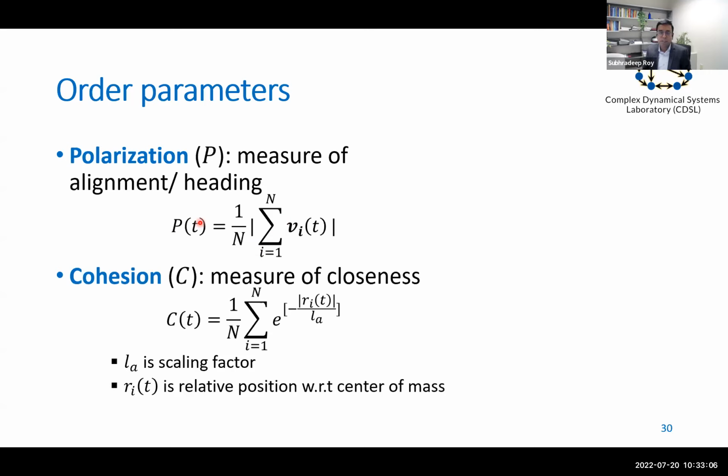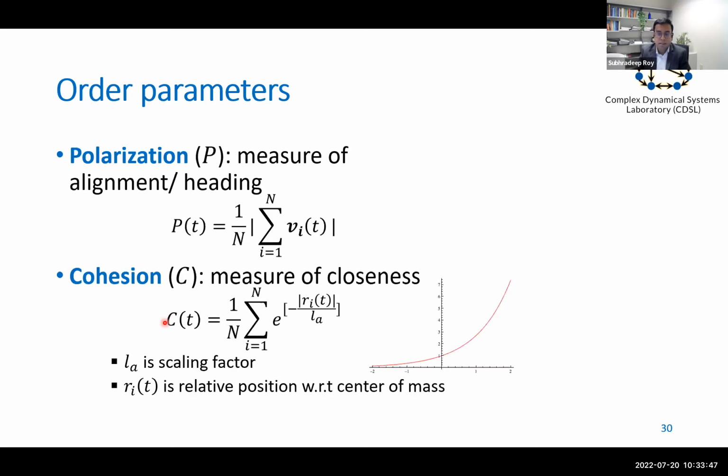Next is the cohesion, to see how closely packed the group is. There are different definitions of cohesion. This is one common definition that I have used in my study. First of all, let's say this is the Ri of t, which measures the relative position with respect to the center of mass of the system. If we think of a state where all the agents are collectively located at the center of mass, then we have Ri equals 0. So e to the power 0 is 1. Add them for n agents, we'll have a value n. Canceling with 1 over n, we have cohesion value 1. So when all the particles are at the center of mass, we will have a cohesion value 1.